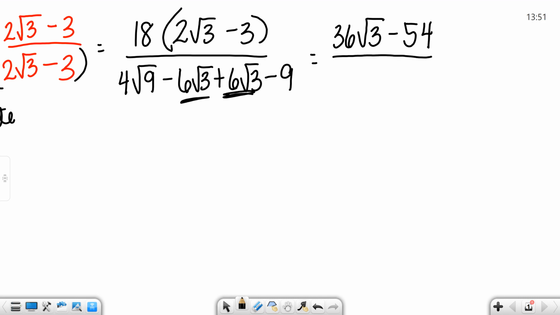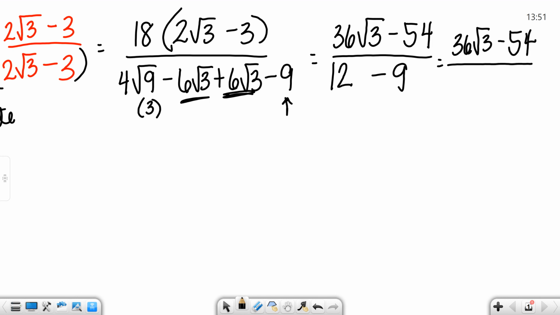And then in the denominator, these two are like terms. I know that the square root of 9 is 3, so that says 4 times 3, which is 12, minus this 9 that is still sitting here. So I get 36 on the square root of 3 minus 54 all over 3. Hopefully you're double checking yourself and making sure, hey, it's a fraction. Is it all the way simplified? You can factor out a 3 in the numerator.